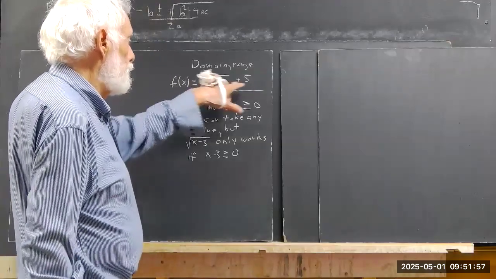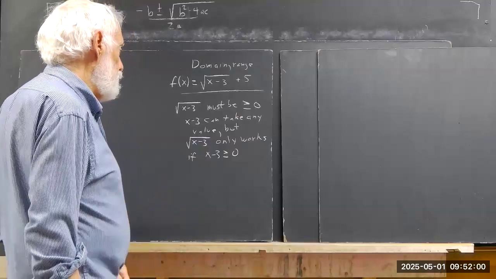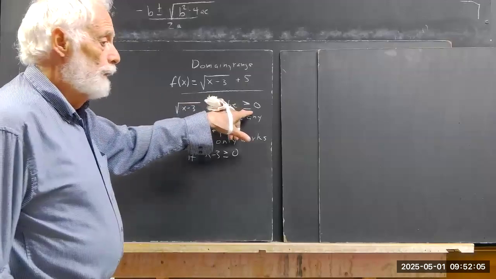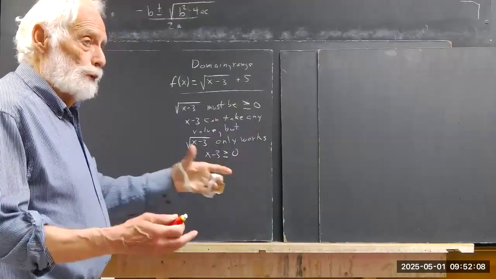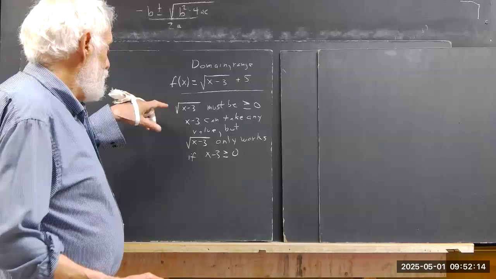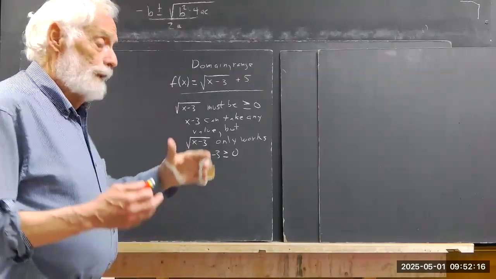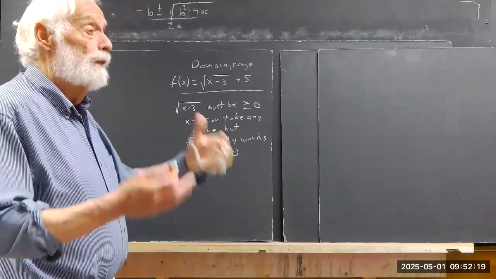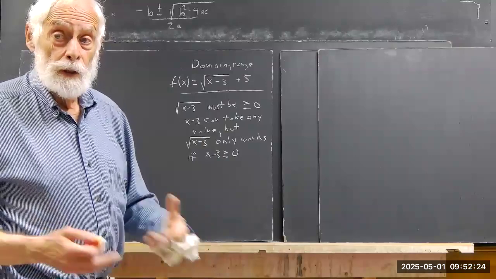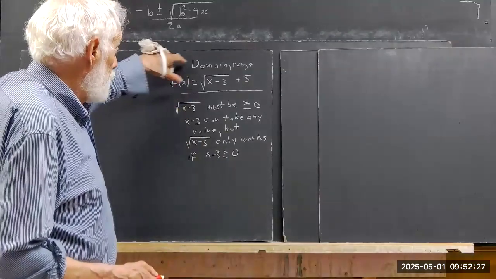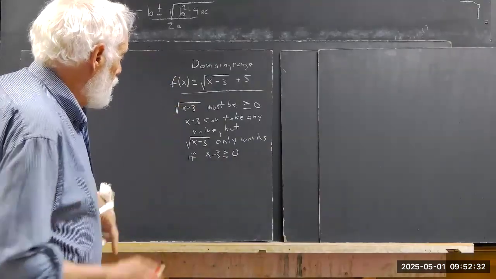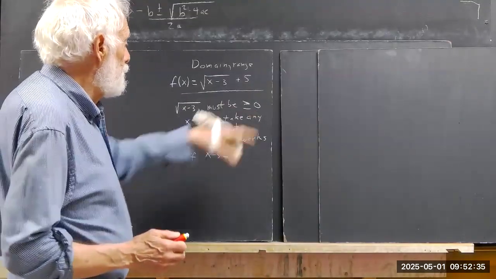Of this function, f of x equals the square root of x minus 3 plus 5. In the first place, the square root of x minus 3 has to be greater than or equal to 0, because there's no number that you can square and get a negative number. You square a negative number, it's going to be positive. Square a positive number, it's going to be positive. Of course, there are imaginary numbers that can be squared to give you a negative, but we're talking about the domain over the real numbers, and that's kind of implicit, at least in this course. So this has to be greater than or equal to 0.